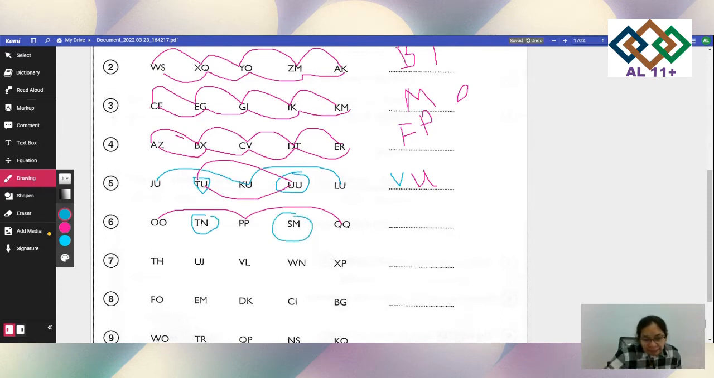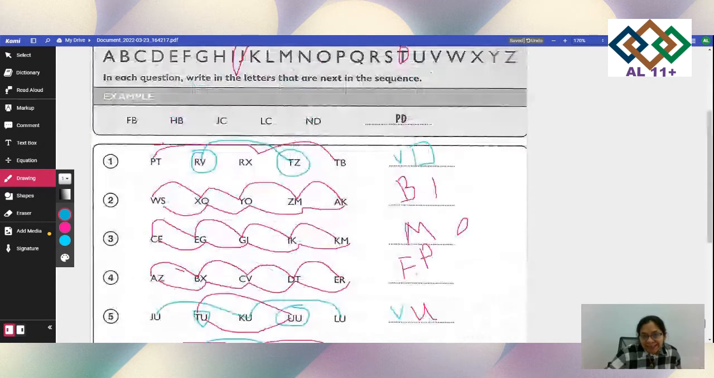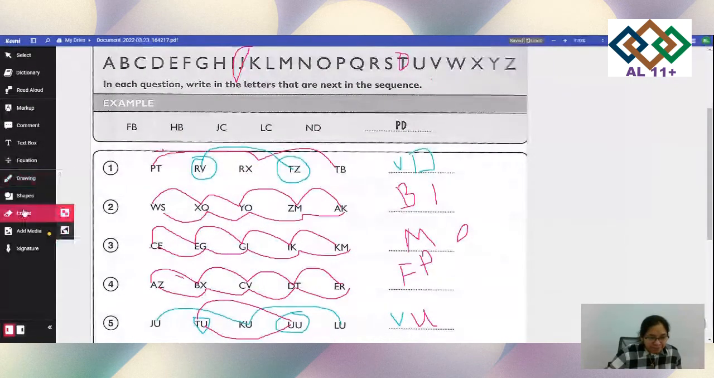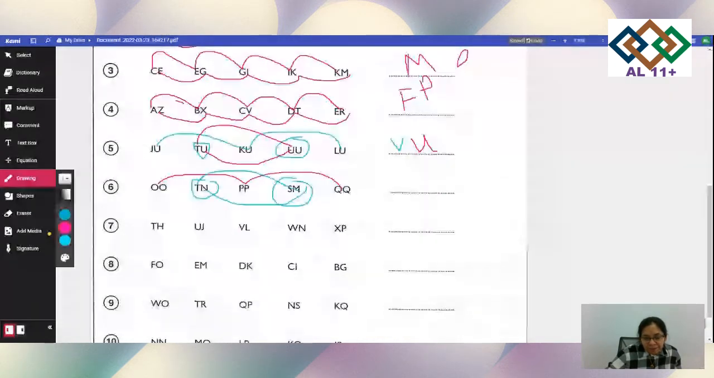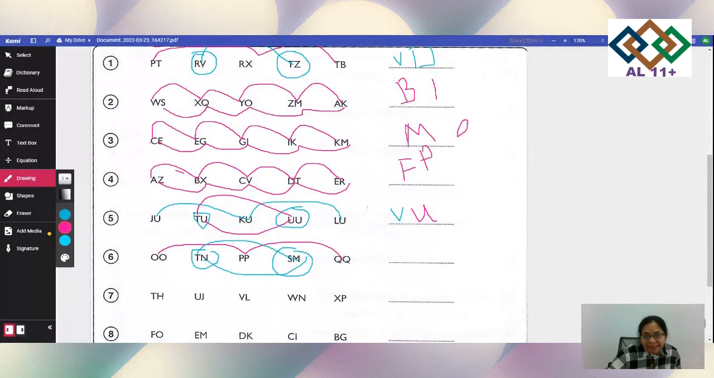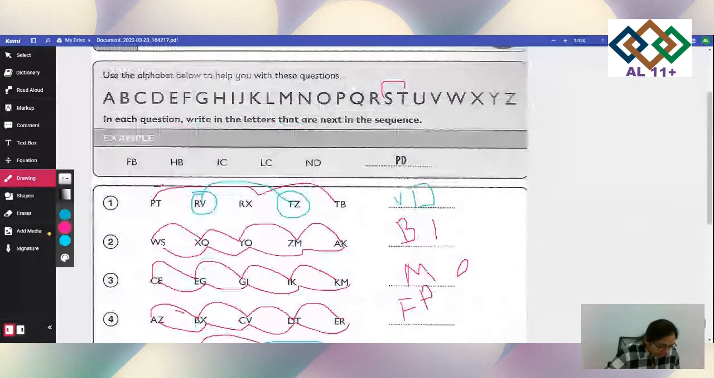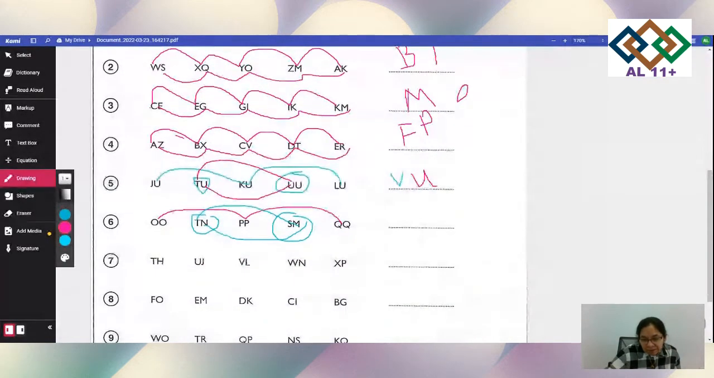So we have to think about this sequence in blue. So from T to S. T is here and you're going to S. You're going one backwards. So going one more backwards from S, what would it be? It would be R. So you know that your first alphabet is an R.